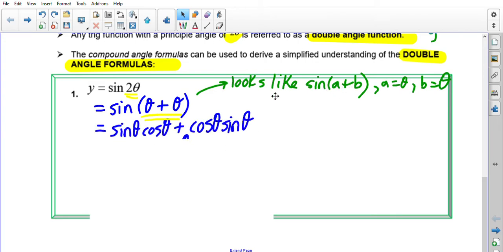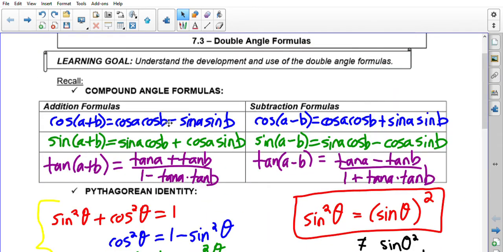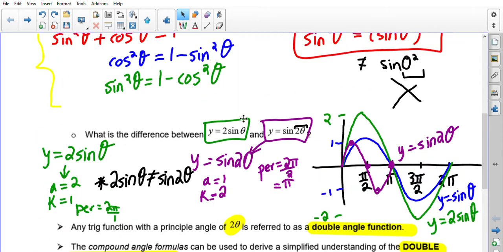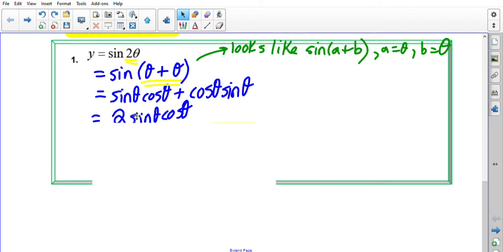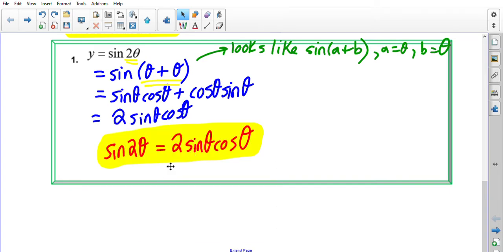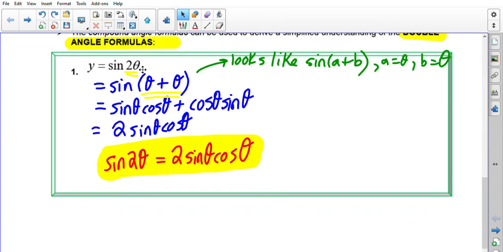Again, you can refer to the top of the page here. We're just plugging it into the green equation here for sine. So that's going to be sine theta cos theta plus cos theta sine theta. What you should know is when you're multiplying two terms, it does not matter which one goes first. So sine theta cos theta and cos theta sine theta are the exact same term. So if I collect like terms, that's equal to 2 sine theta cos theta. And there we go. That is the formula for sine 2 theta.